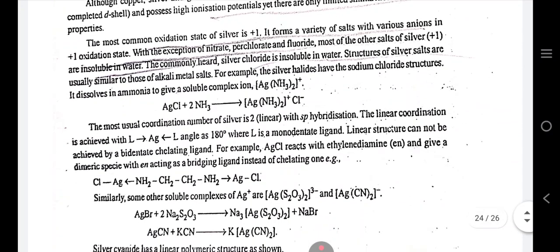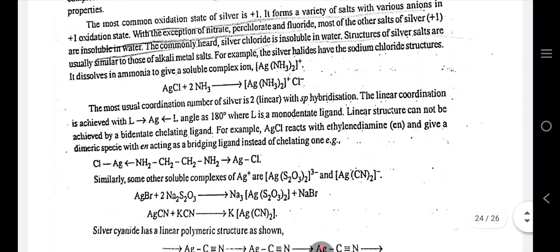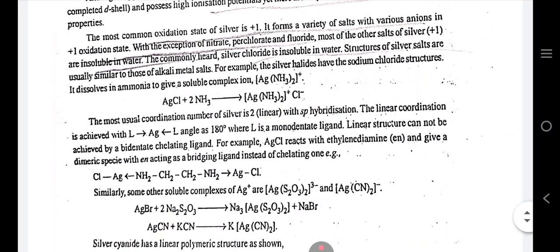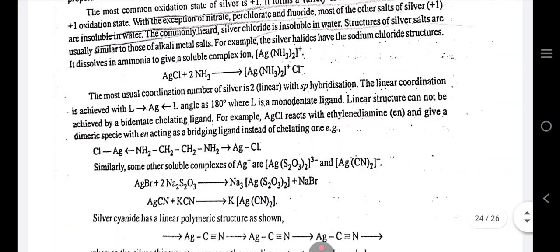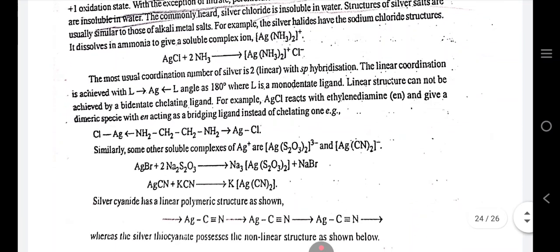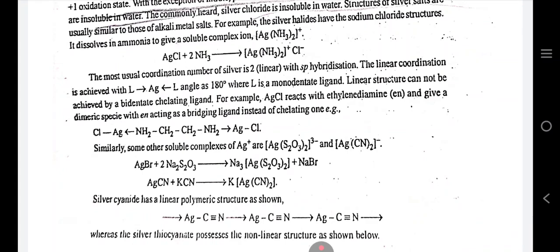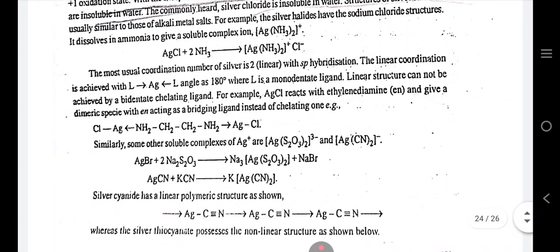The most common oxidation state of silver is +1. It forms a variety of salts with various anions in the +1 oxidation state. With the exception of nitrate, perchlorate and fluoride, most of the other salts of silver are insoluble in water. The commonly heard silver chloride is insoluble in water. Structures of silver salts are usually similar to those of alkali metals. For example, the silver halides have the sodium chloride structure. It dissolves in ammonia to give a soluble complex ion.